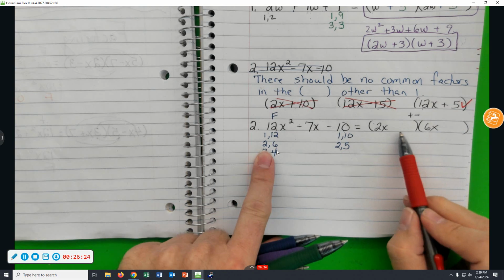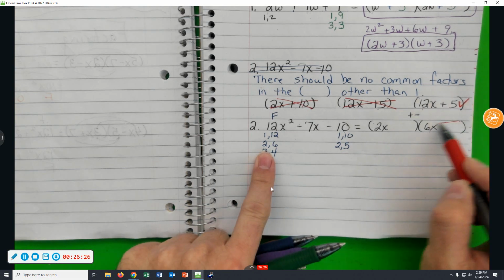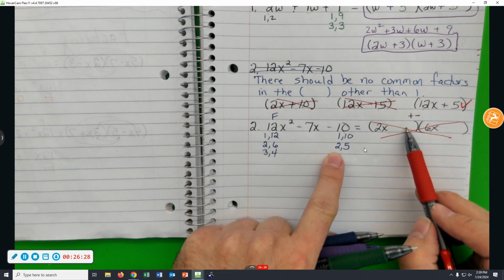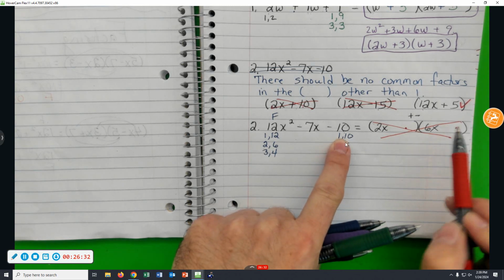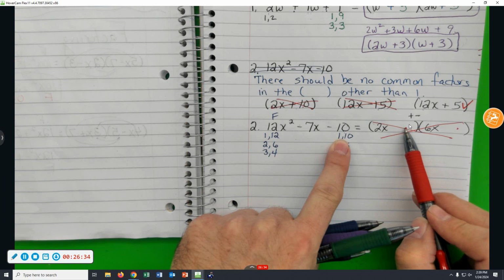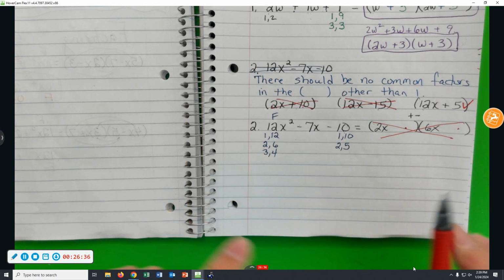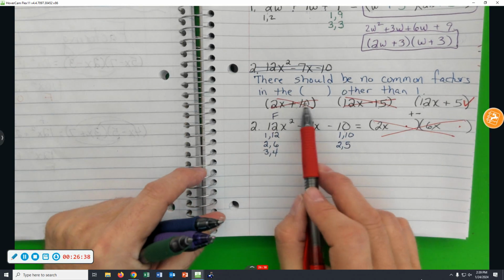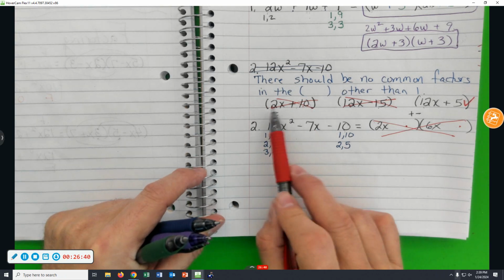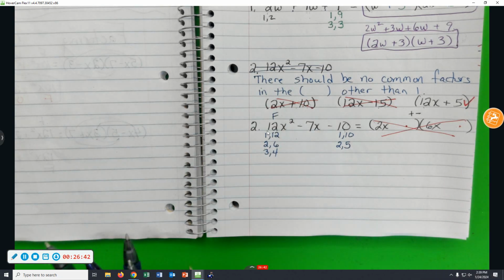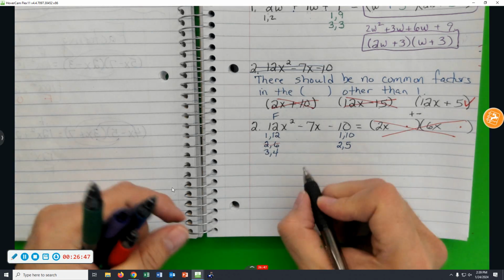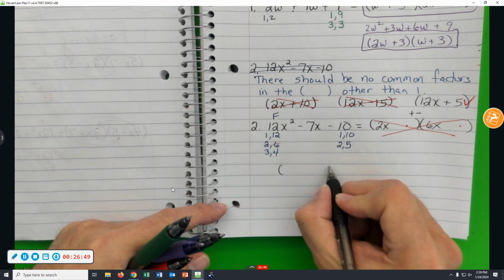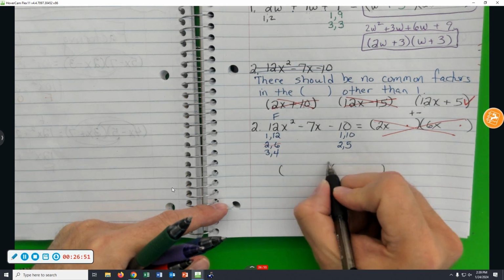We tried 2x and 6x. This isn't going to work because we could have put the 2 here or here. So 2 and 5 wouldn't work. You can't put the 10 there or there. In general, you cannot have two even numbers in the same set of parentheses. So I can discard 2 and 6, just thinking my way through that. I'm going to try 3x and 4x.